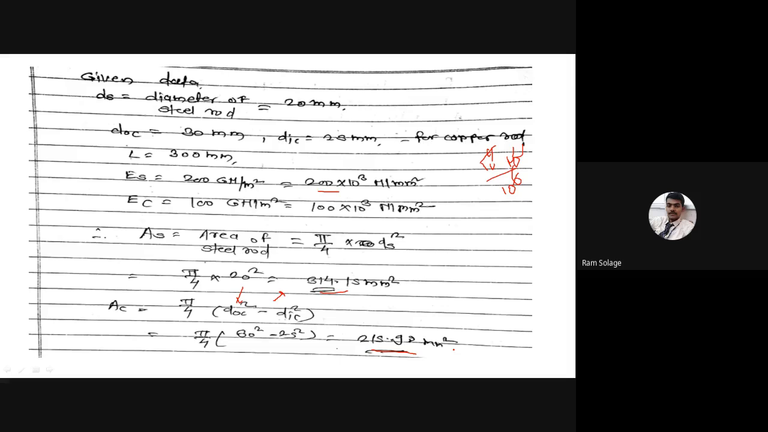mm square area. Up to this point, we have the area AS and AC.